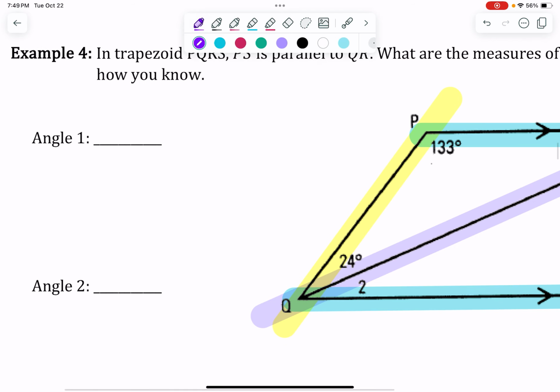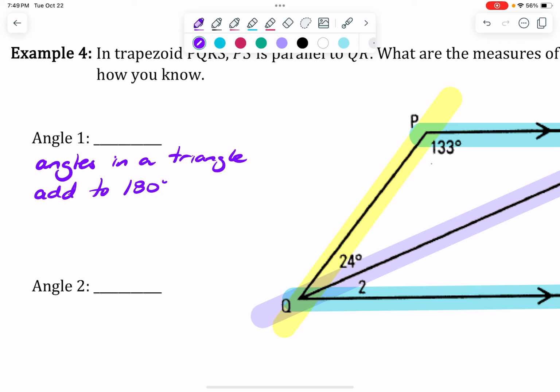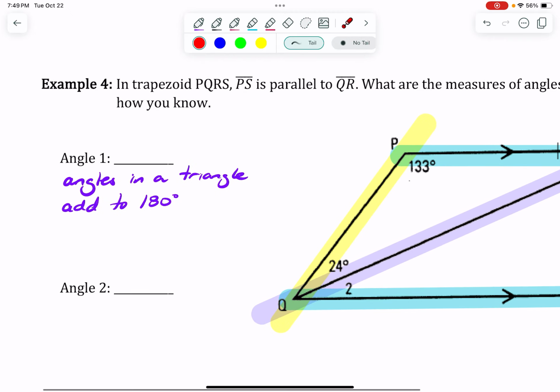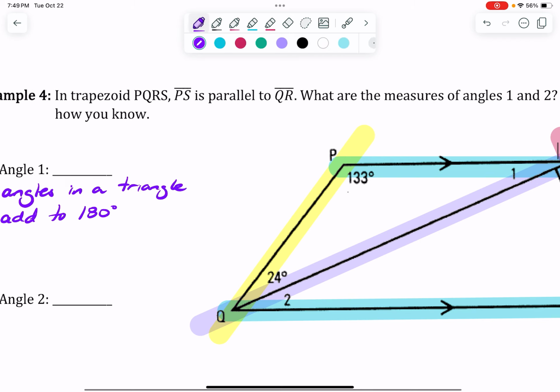So we're using the fact that angles in a triangle add to 180 degrees. So I take 180 degrees, I subtract 24, I subtract 133, and the result is angle 1. And according to my calculator, beep boop, that's 23 degrees.